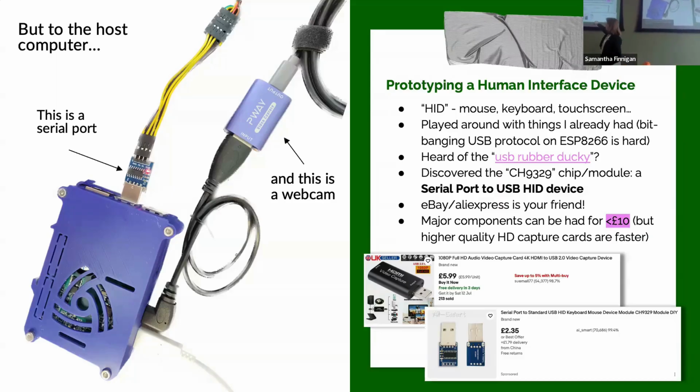So £2.35 plus £1.79 delivery from China for that module, £5.99 for the lowest quality HDMI capture USB thing in the world ever. But for debugging and trying to start building something, it works, right? You don't need super powerful hardware. So yeah, obviously higher quality HD capture cards are faster, but that got me going. This little video capture thing.